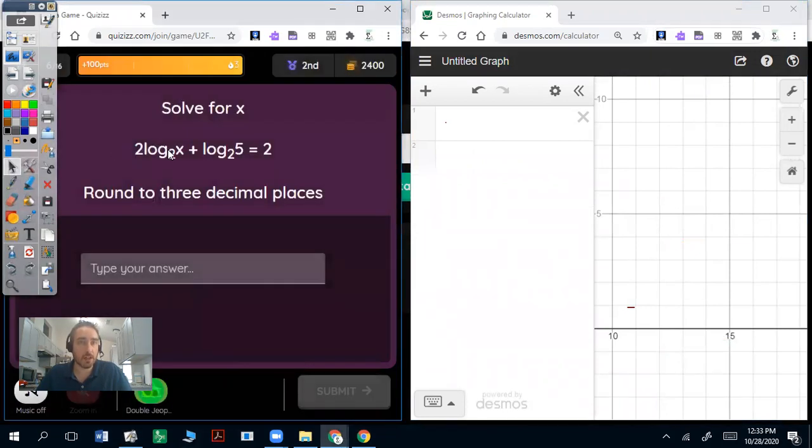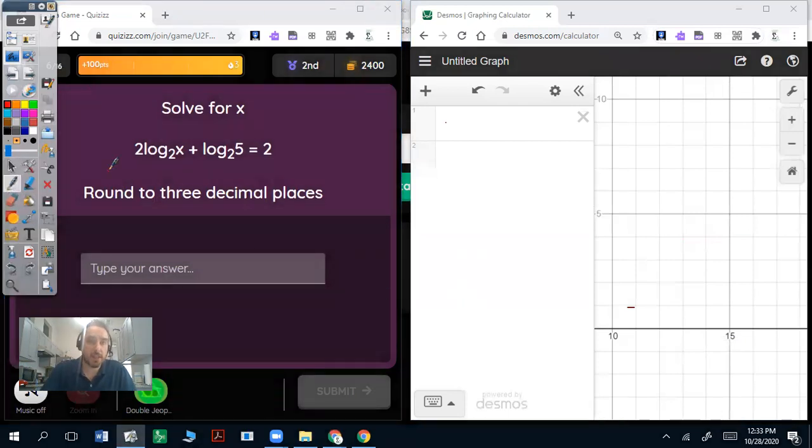Okay. 2 log base 2 of x plus log base 2 of 5 equals 2. All right. The product property states that when you have 2 logs, after you've taken care of your exponent, so log base 2 of x squared plus log base 2 of 5 equals 2. So when you have 2 logs that have the same base being added together, we can combine them into a product. So log base 2, we're going to multiply these two together. So 5x squared. We set that equal to the right side.